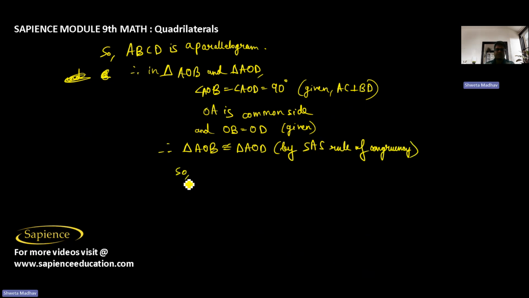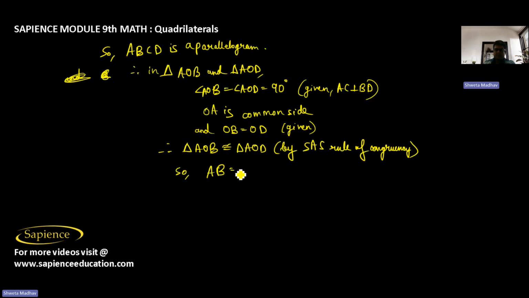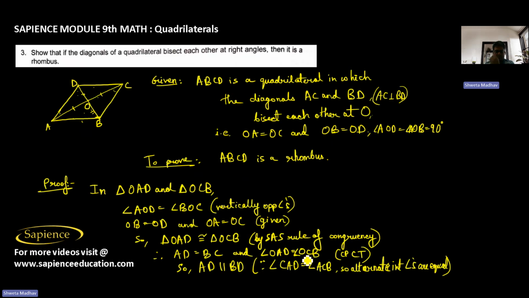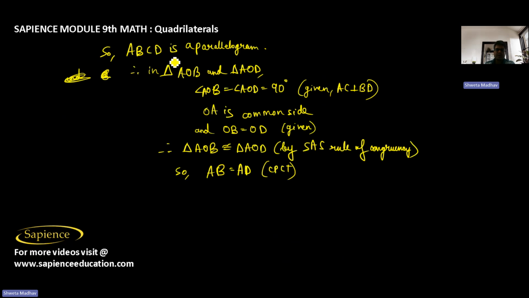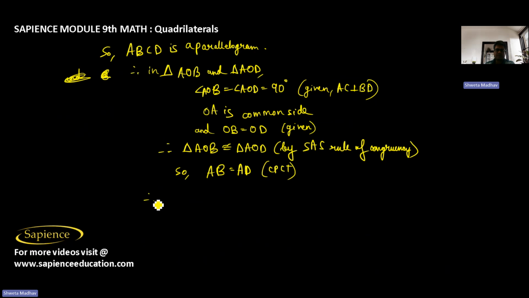So we can say that AB is equal to AD by CPCT. And here we have also shown that AD is equal to BC. And since ABCD is a parallelogram, which is proved above, the opposite sides are equal, so AB is equal to DC also.